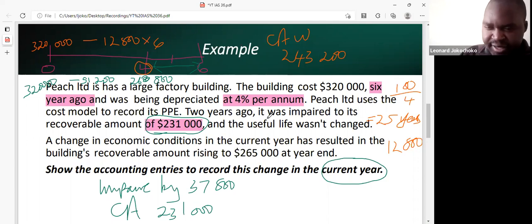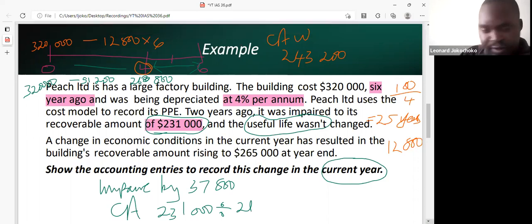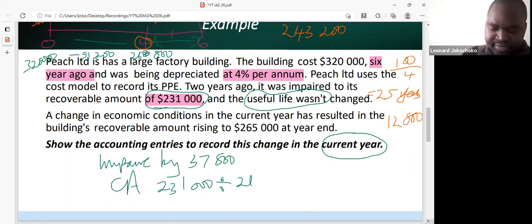It's important to note here the useful life was not changed. Therefore, out of the 25 years, we have already used 4 years. It means that we have to depreciate the remaining balance over the remainder of 21 years. Our new depreciation, therefore, can be calculated as 231,000 divided by 21 years, the remaining useful life. Our depreciation per year is now 11,000.